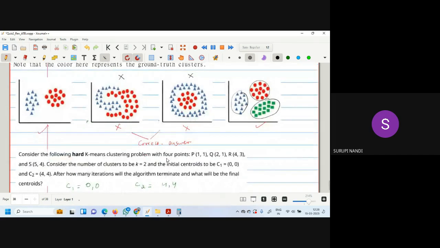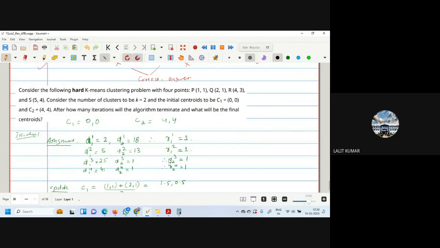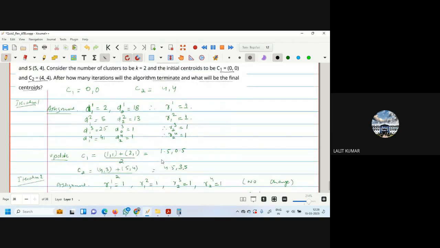Okay. Next question, we had solved this question yesterday. It is directly from the GA: a hard k-means clustering problem. There are 4 points and there are 2 centroids. After how many iterations will the algorithm terminate, and what will be the final centroid? So we use the same methodology.